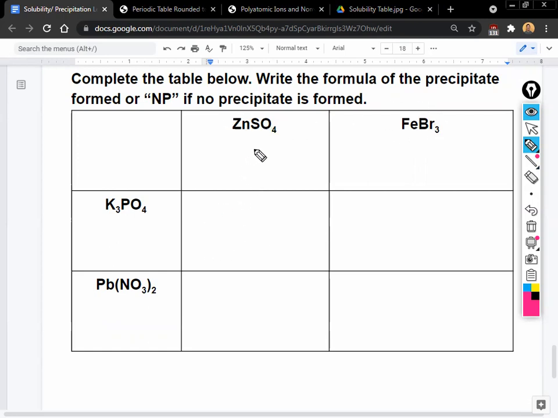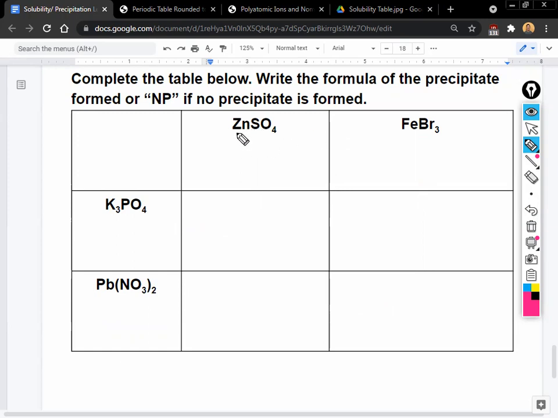So this box is going to represent when you mix this one, and then this box is going to be when you mix this one, and so on and so forth. So the first thing you want to do is look at every single molecule and figure out what the cation and what the anion is.